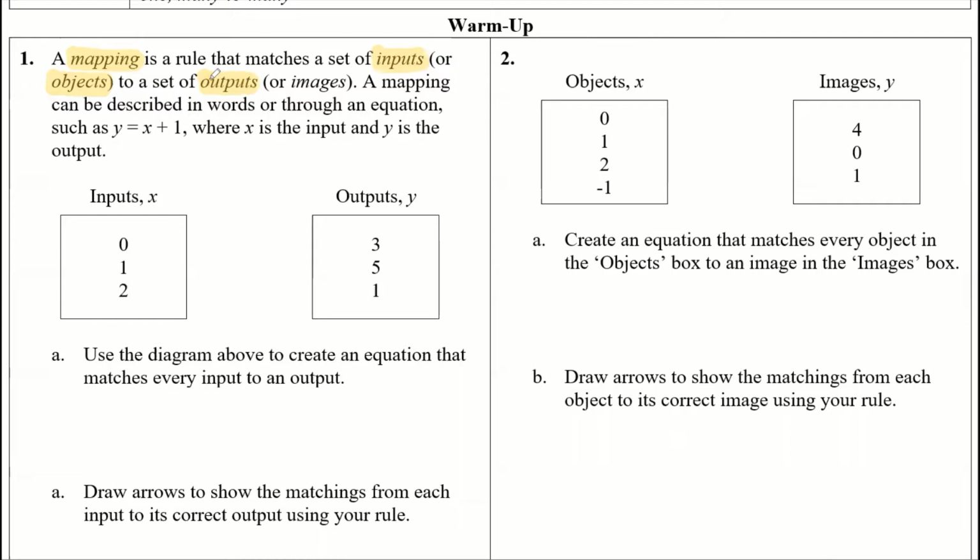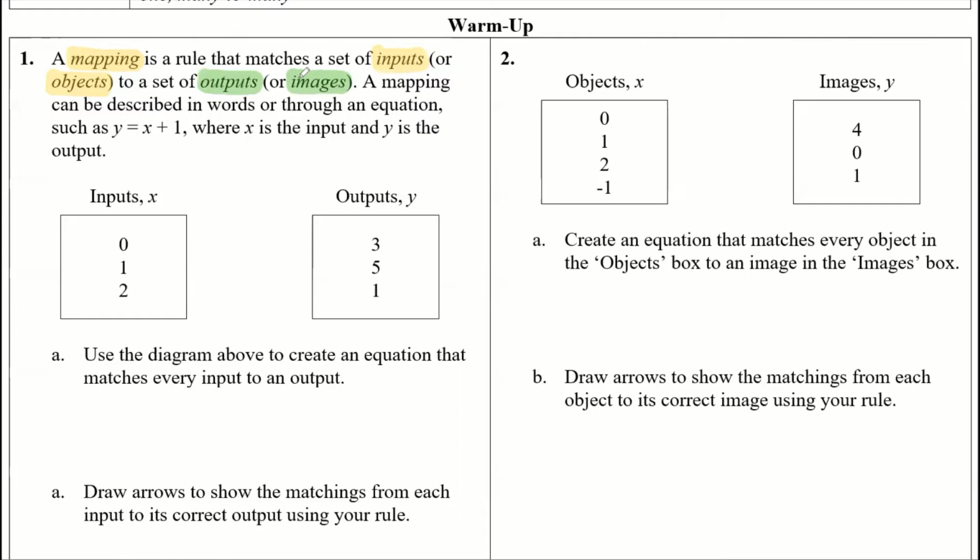And another rule, in fact, I'll just highlight that in a different color to show that we're talking about a different property. So the inputs map to outputs and objects map to images. Okay. And a mapping, as it says here, can be described in words or through an equation. You'll have done mappings probably in primary school. You'll be familiar with things like function machines. And an equation would be something like y equals x plus 1.